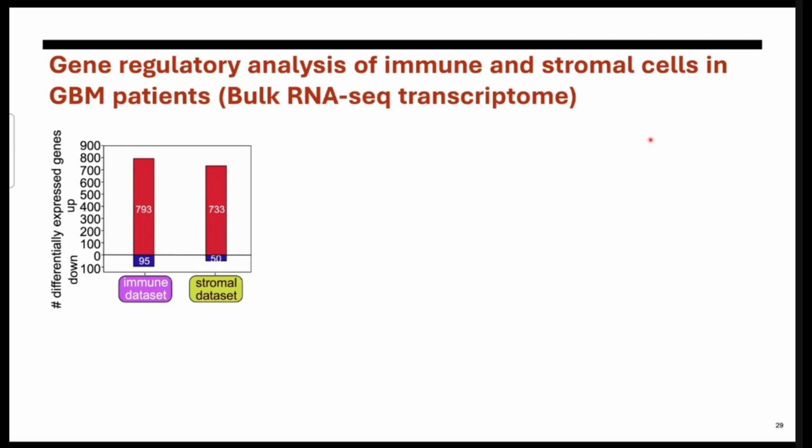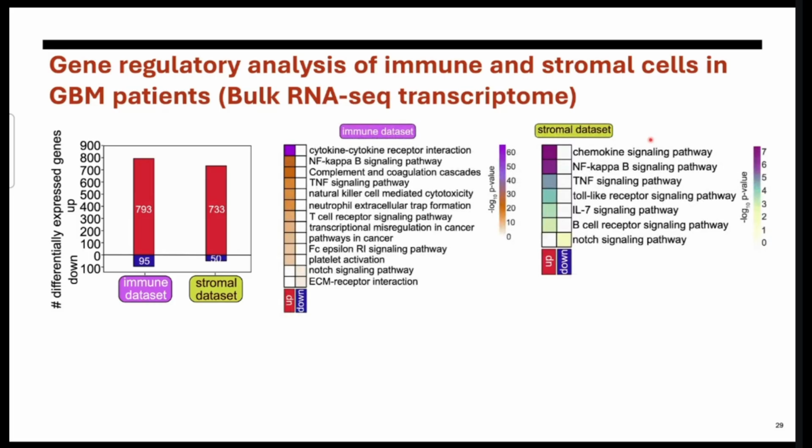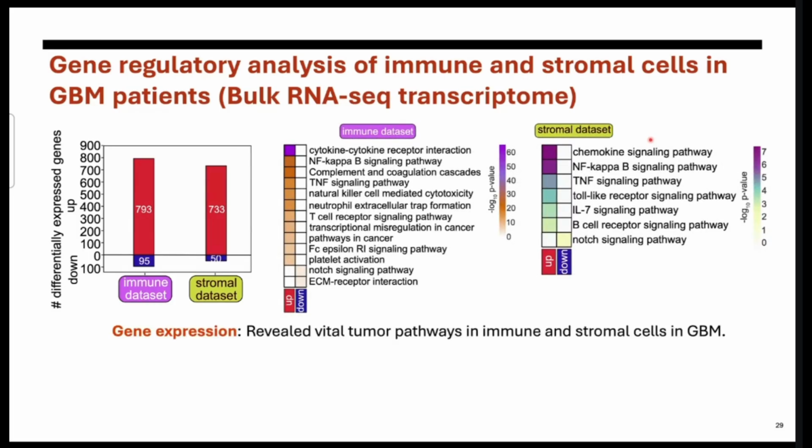So first, as you see in this bar plot here, we see that there is a significant upregulation of genes in immune cells and stromal cells patients, like 793 and 733 genes. And the pathway analysis clearly shows that various tumor-related pathways are regulated up or down in immune and stromal cells in GBM patients.